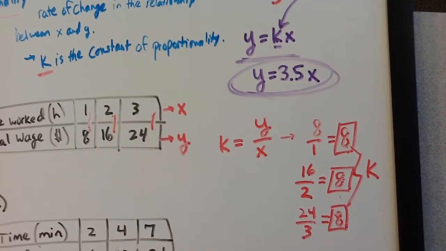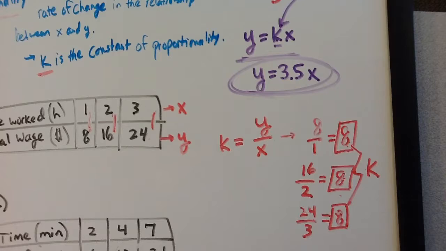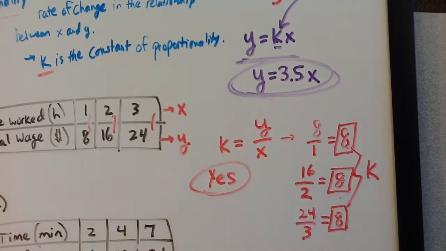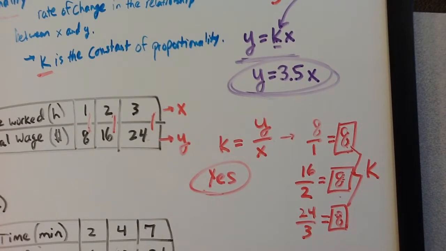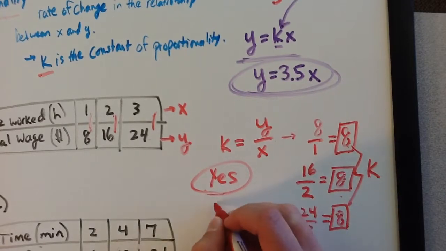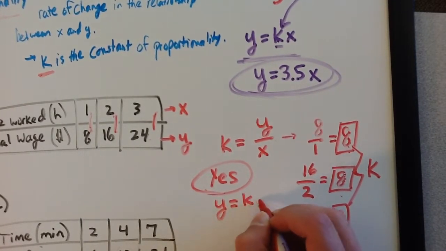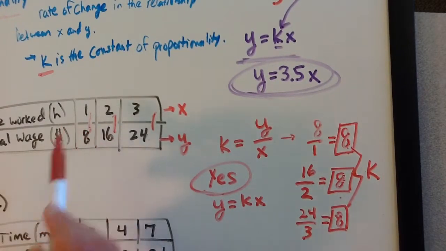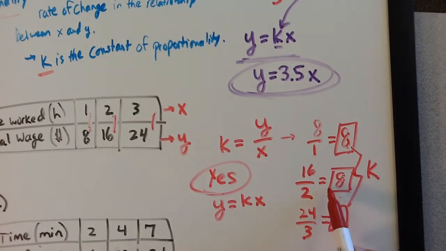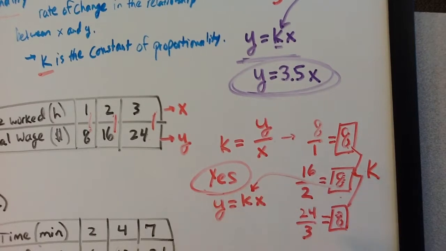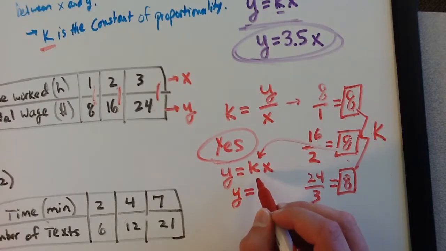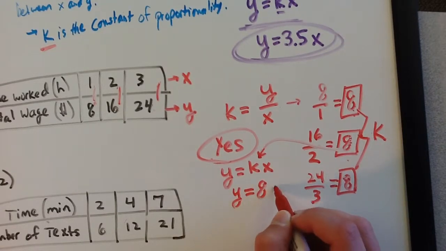So to write an equation, first off, we would say yes, this relationship is proportional. And why is it proportional? It is proportional because it has a k. It has a constant rate of change. Using the equation y equals kx, we can now write an equation to represent the values in the table. We already found that k is 8, so we plug 8 in for k, and our equation would be y equals 8x.